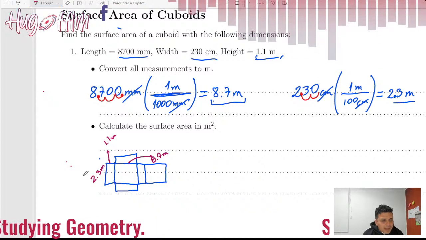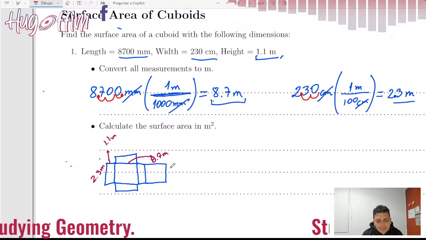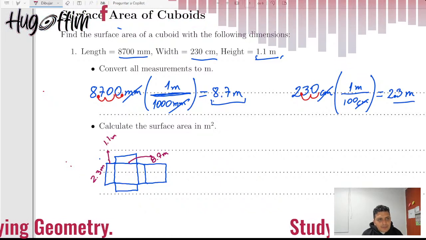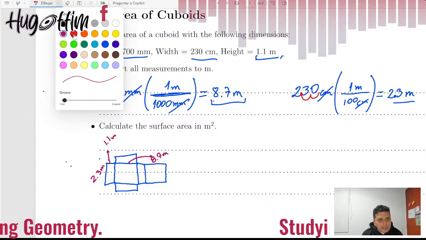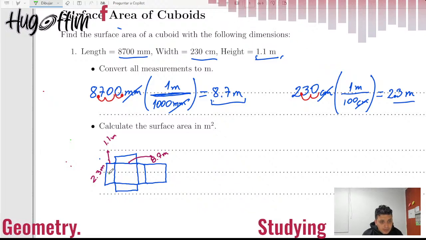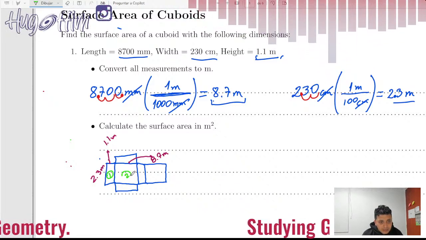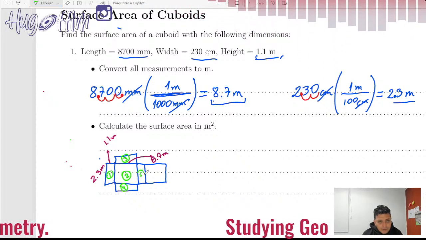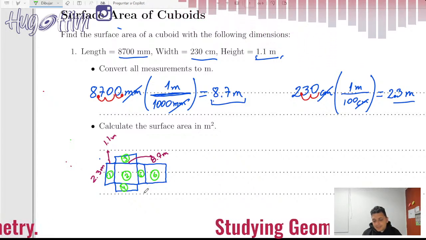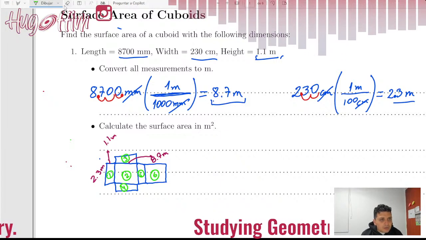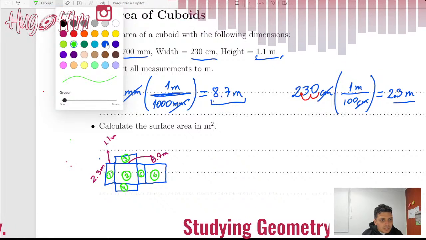Okay, so I already have different values of my net. So I have 6 rectangles to calculate. I'm going to put them in green. So this is rectangle 1, rectangle 2, rectangle 3, 4, 5, and 6. And I'm going to calculate the area of each rectangle. Simple as this. This is how to calculate the net.